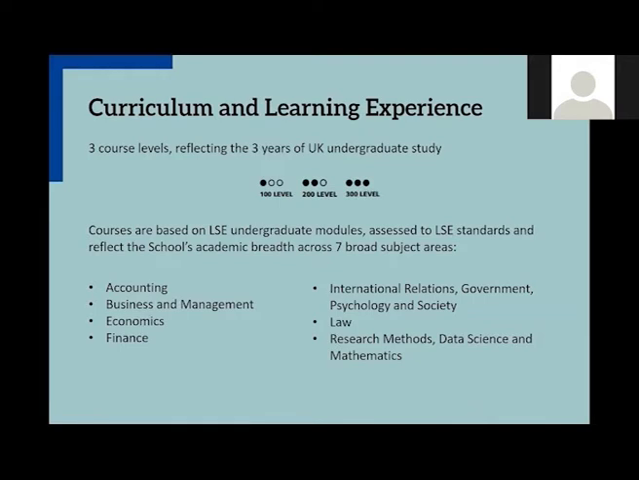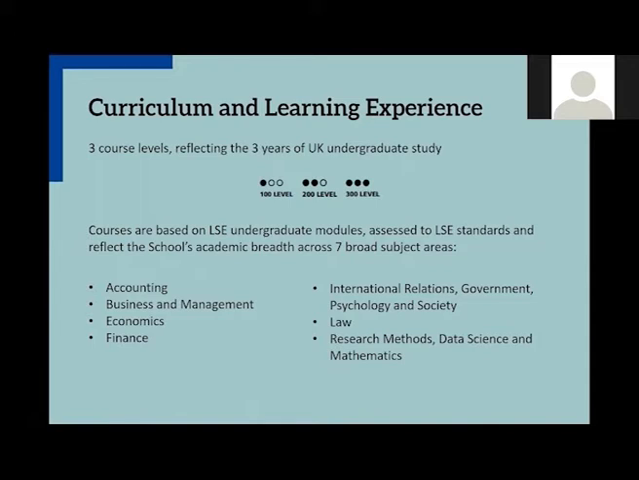So 100 level is what we describe as an introductory university course. 200 level is intermediate, and 300 level is our advanced courses, so equivalent to a final year undergraduate course or kind of first year postgraduate course. And actually some of our 300 level courses, especially in our research methods, data science and mathematics stream, are particularly popular with graduate students and working professionals.